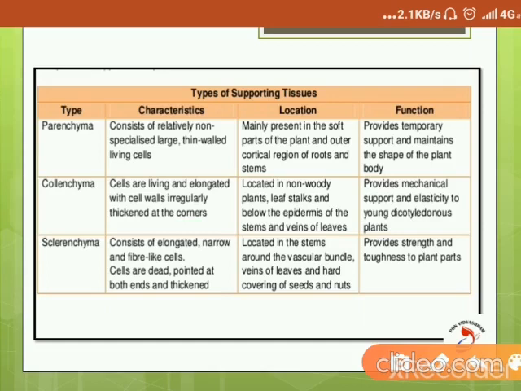Next is sclerenchyma. They are elongated, fiber-like cells, mostly dead, pointed at both ends and thickened with a special type of material. I told you it is called lignin. We can see them in the husk of coconut, in the veins of the leaves, and in the hard covering of the seeds and nuts. What is the main function of this sclerenchyma? It gives toughness and strength to the plant parts.